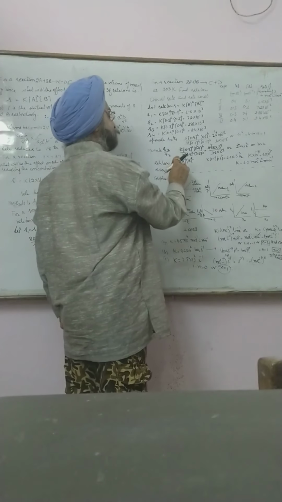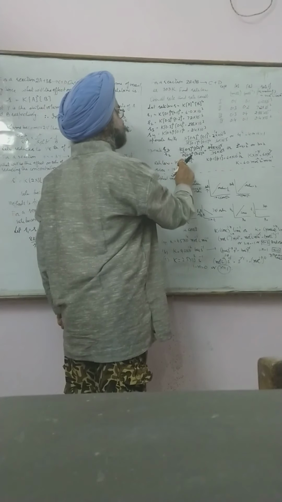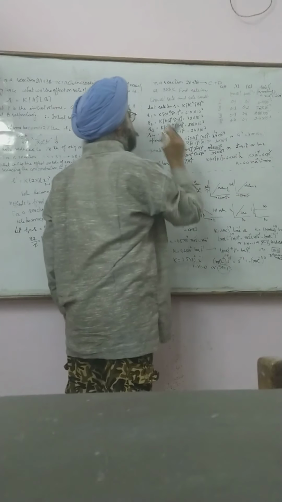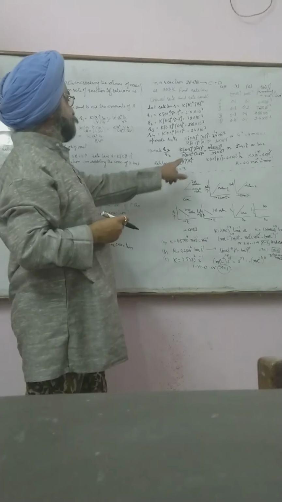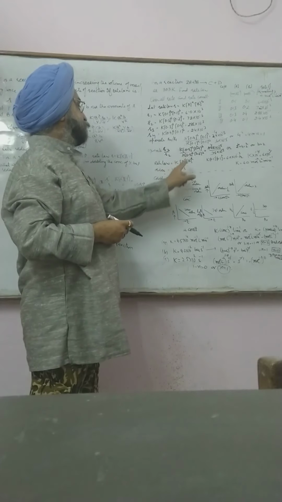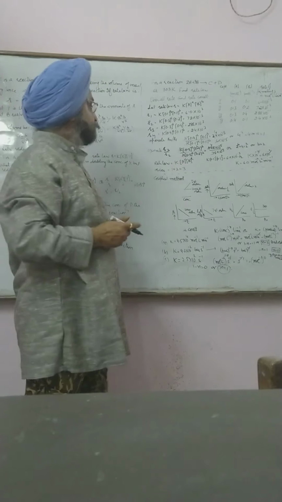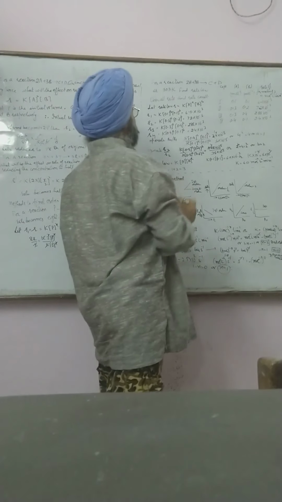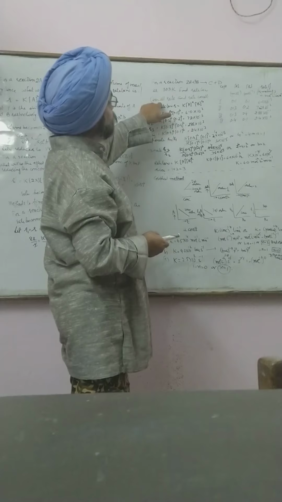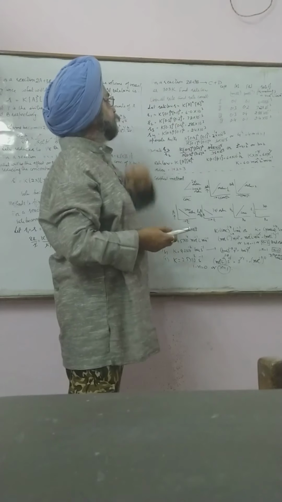Hence the rate law is equal to K into A raised to power 1 and B raised to power 2. This is the rate law. From the rate law, the overall order is 1 plus 2, so it is a third order reaction. So we found the rate law and overall order. Now we have to find the rate constant.